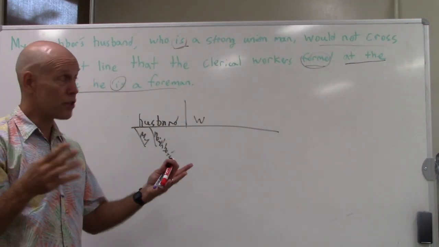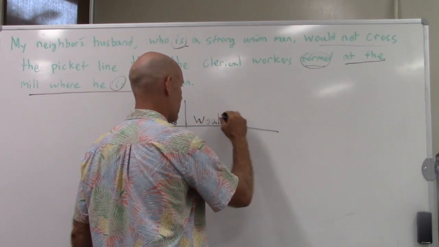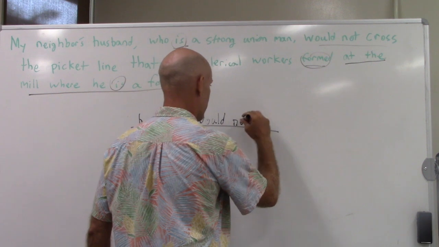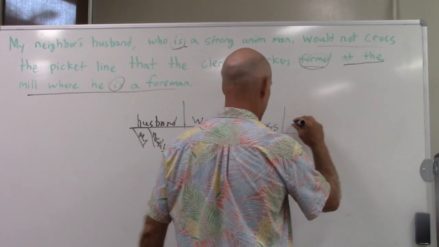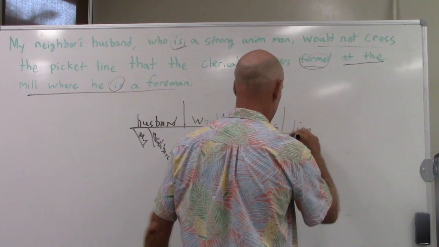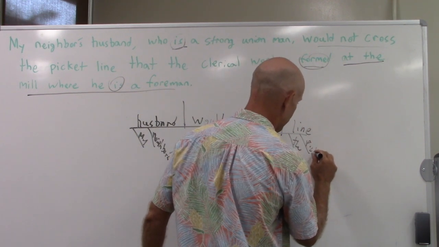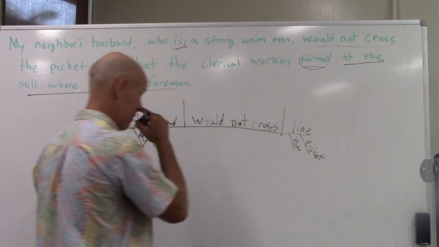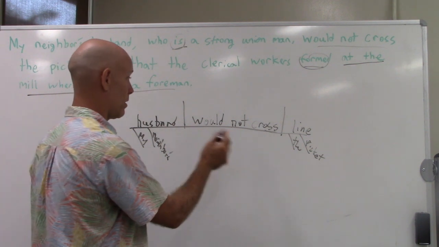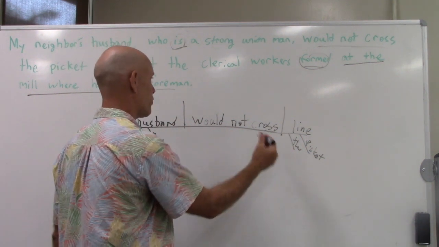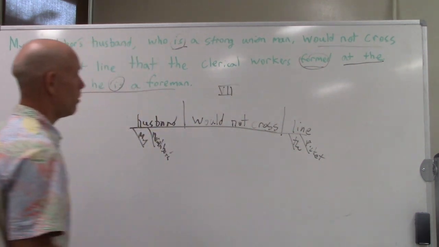What did the husband mainly do? He wouldn't cross the picket line. Okay, good. So what pattern is your main clause? It is a pattern. Noun phrase 1, noun phrase 2, so it's a 7. Okay, there's your pattern 7 main clause.